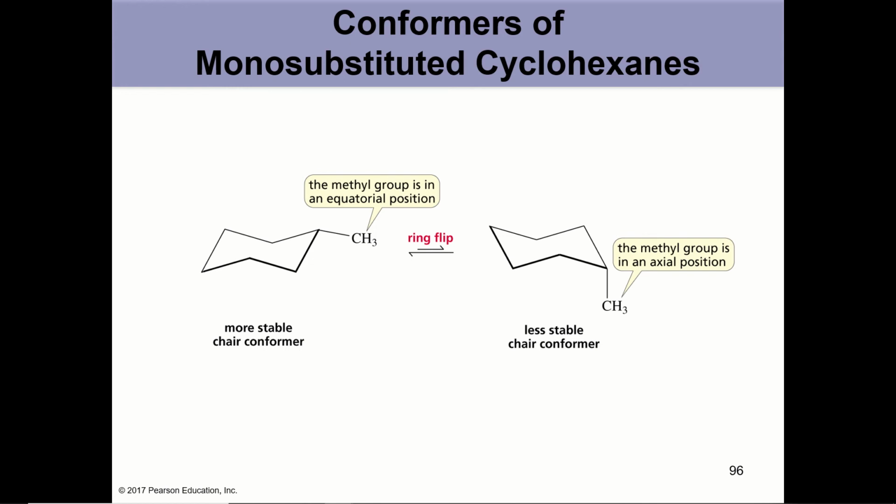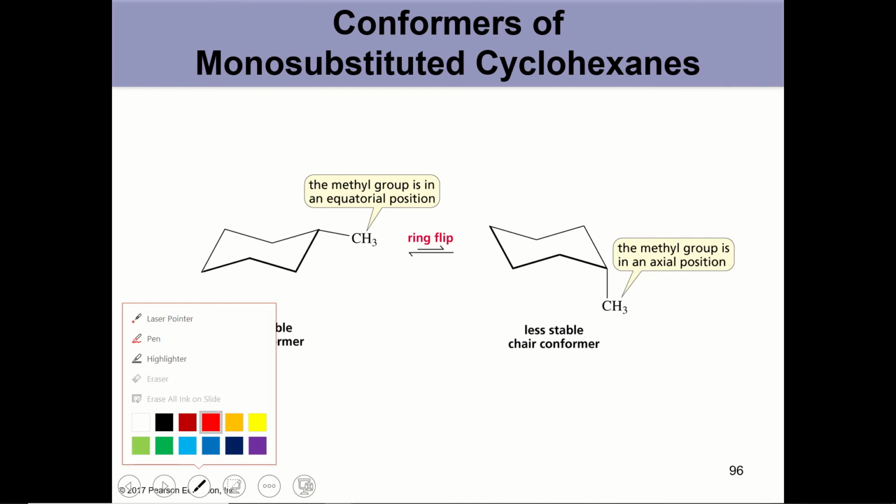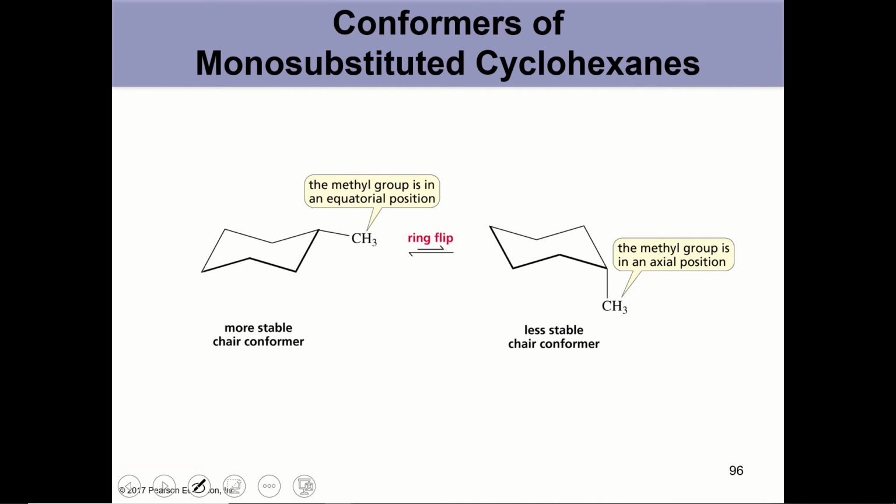And that is because there is less steric strain due to less electron cloud repulsion. So equatorial has less steric strain. In the axial position, the methyl group is eclipsed with the hydrogens in the axial position at carbons that are three carbons away. And so we have steric interactions between the electron clouds of the axial hydrogens and the axial methyl group. And that is why the axial substituent is less stable.